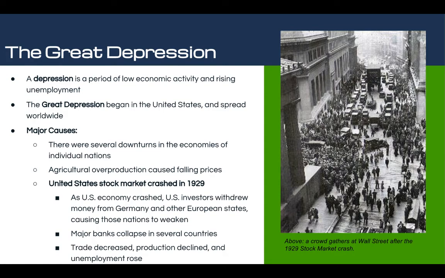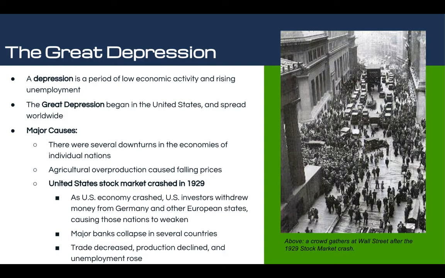First of all, there are several downturns in the economies of individual nations. So just struggles as demand goes down for certain goods, and so people are not buying as much. And if people are not buying as much, then that might lead to a company cutting jobs and more people becoming out of work. Secondly, agricultural overproduction, especially of wheat, causes falling prices in the United States and in other nations. And so farmers are not able to get the prices they need for their agricultural products.